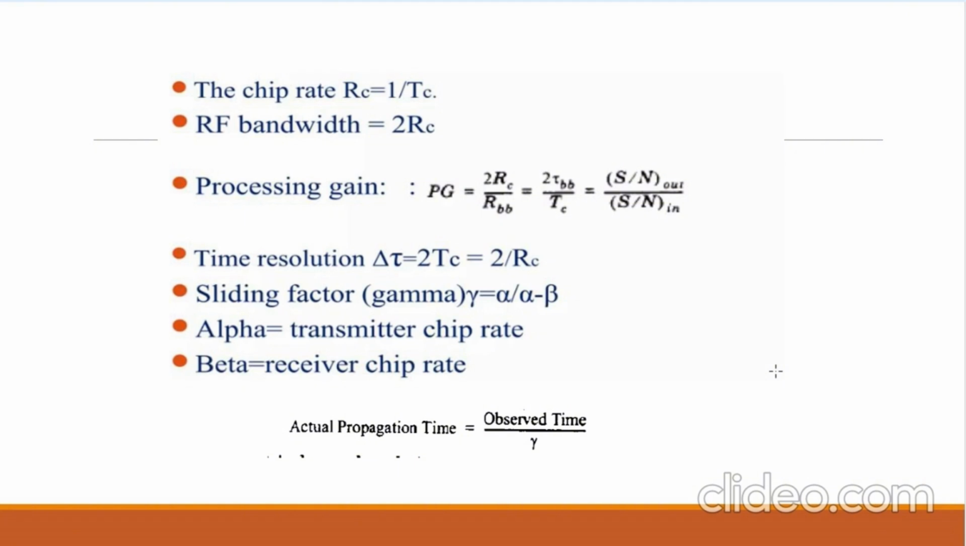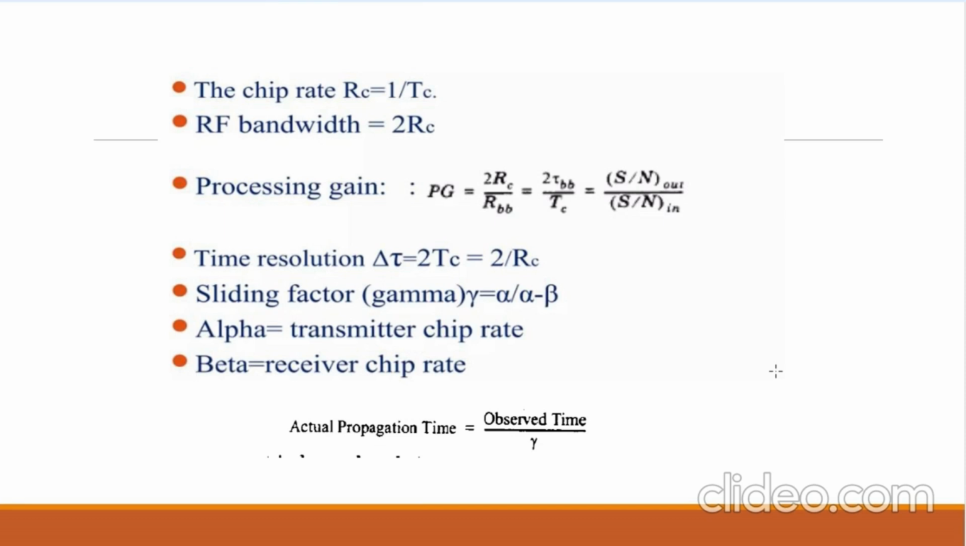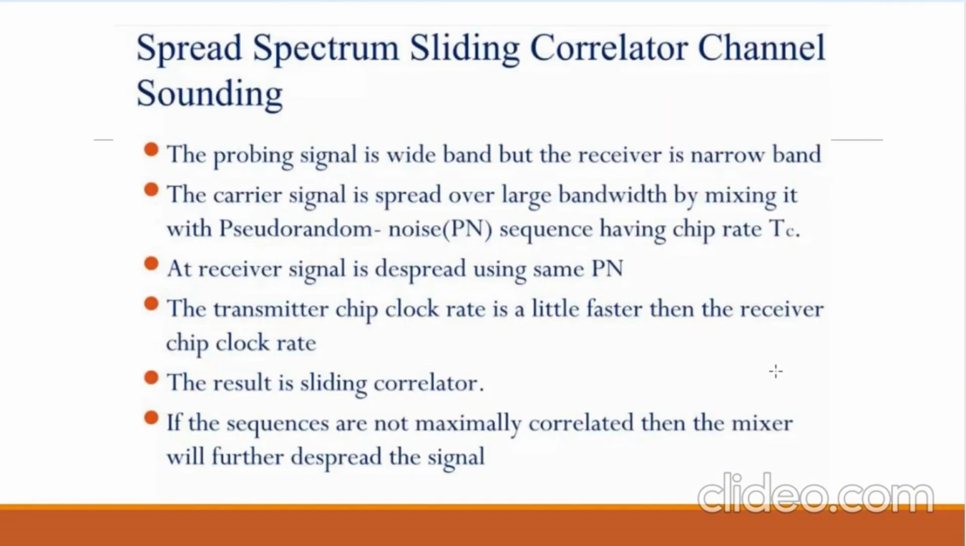The sliding factor is gamma, equal to alpha by alpha minus beta. Generally, the observed time at the DSO is not the actual time of propagation because of the sliding factor. The actual propagation time is the observed time divided by gamma, where gamma is the sliding factor. Since the sliding factor plays a major role, this technique is named the spectrum sliding correlator.